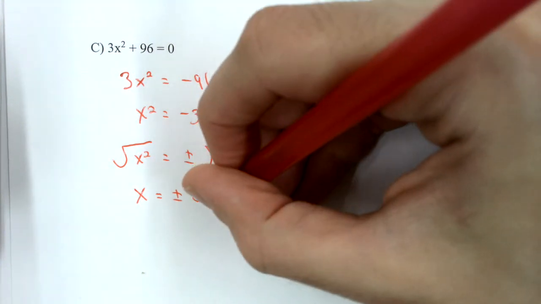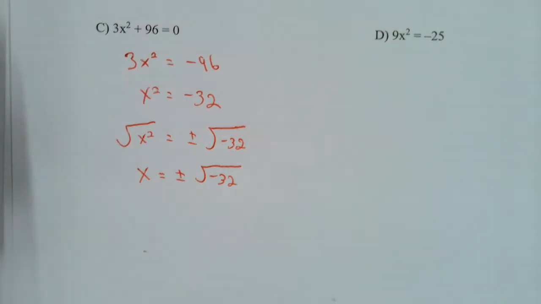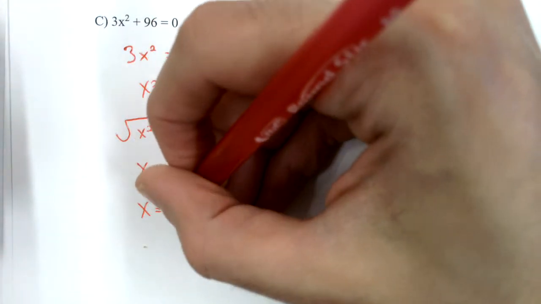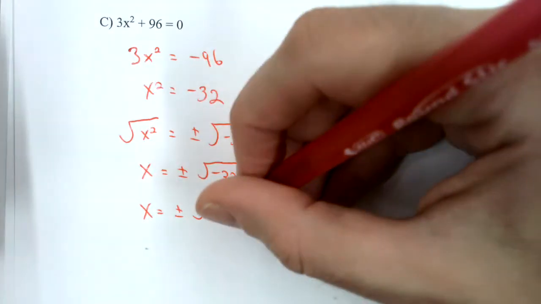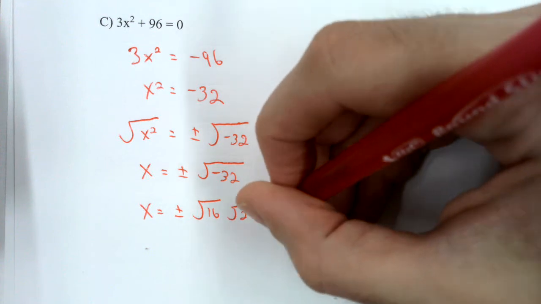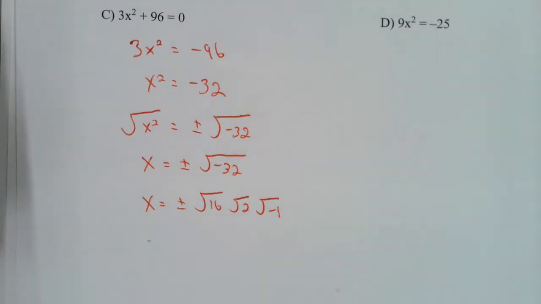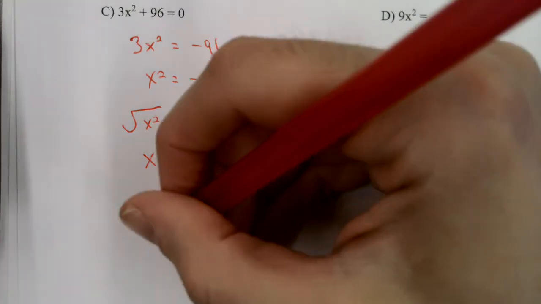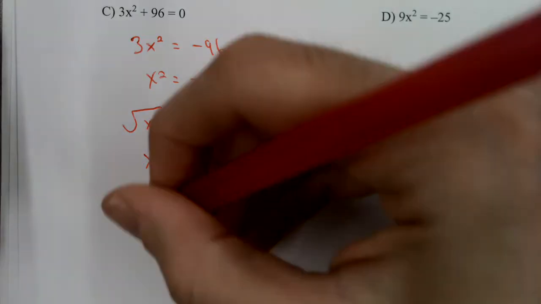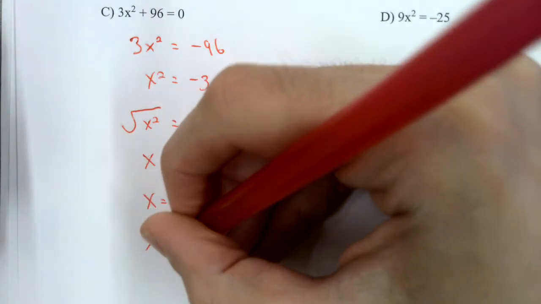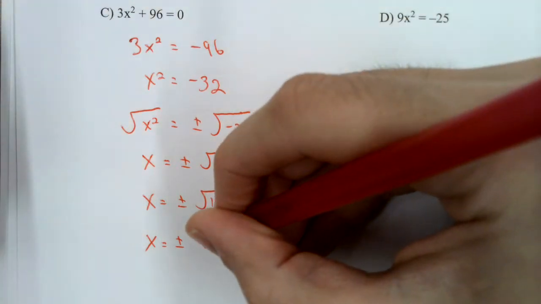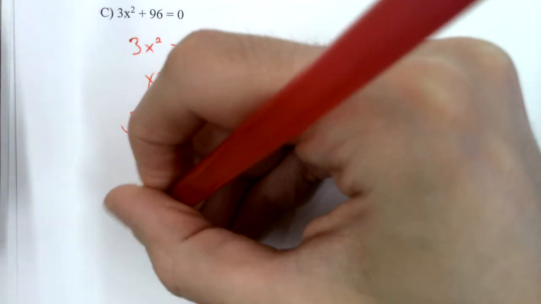And then simplify that using the list of perfect square numbers on the first page. It's going to be 16 times 2. And we still got that pesky square root of negative 1. Square root of 16 is 4. Square root of negative 1 is i. So 4i square root of 2.